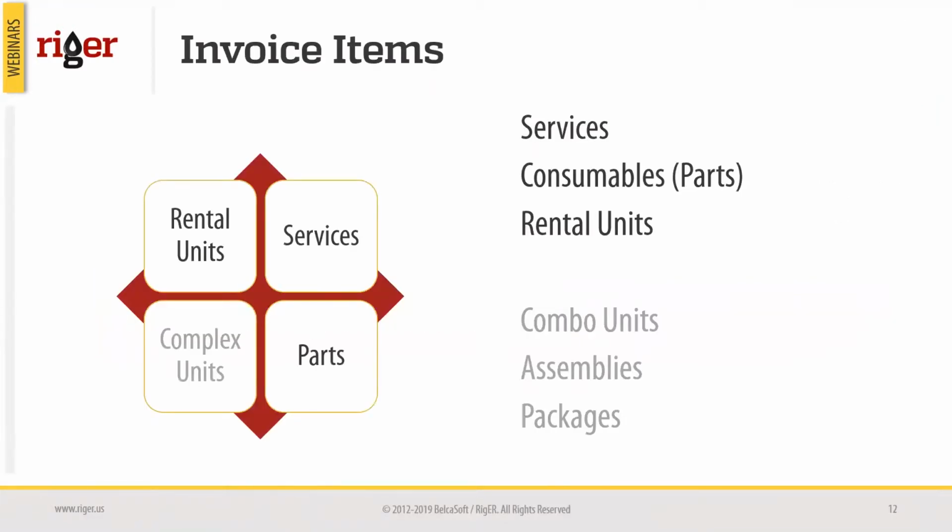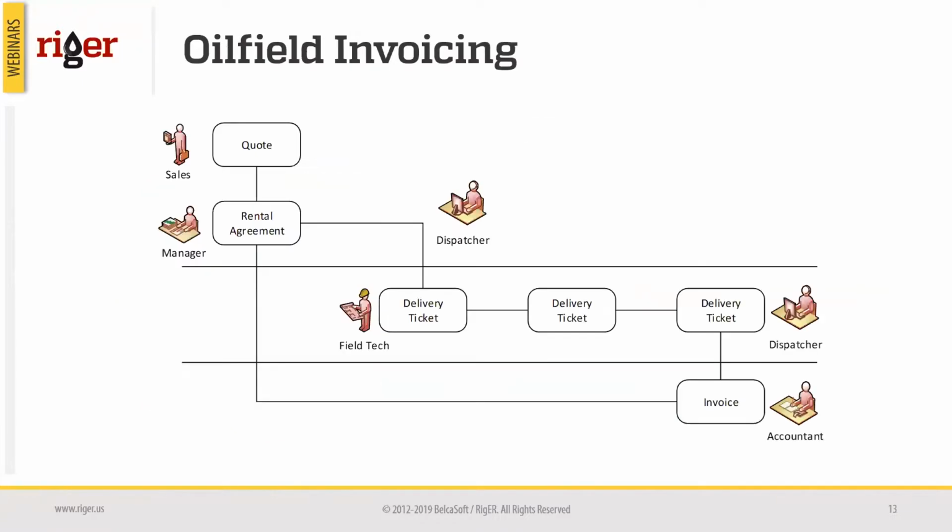So let's talk a little bit about the items which we can see in oilfield invoices. It could be rental units, it could be services, it could be parts. And one thing which we call the complex units, which would be combo kits, assemblies and packages. So we will not be talking about this today. However, I'd like to mention that everything is possible to show in RigER invoices.